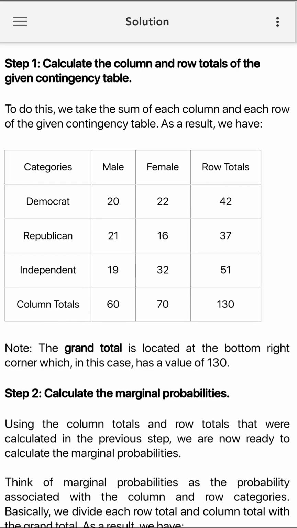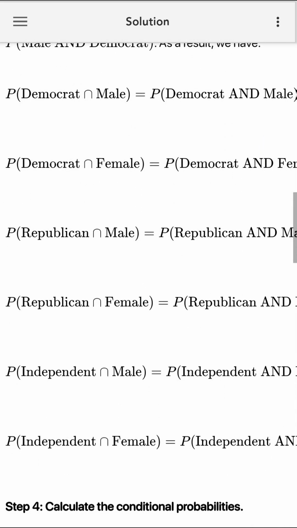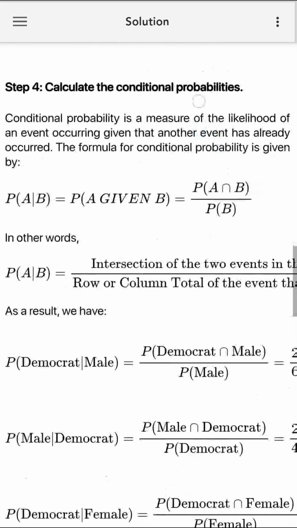We do the same operation for the next succeeding rows and columns. It is also important to note the grand total located at the bottom right corner of the modified contingency table. In this case, the grand total is equal to 130, which represents the total number of respondents to the survey. Since we need to calculate the conditional probabilities, we proceed directly to Step 4.